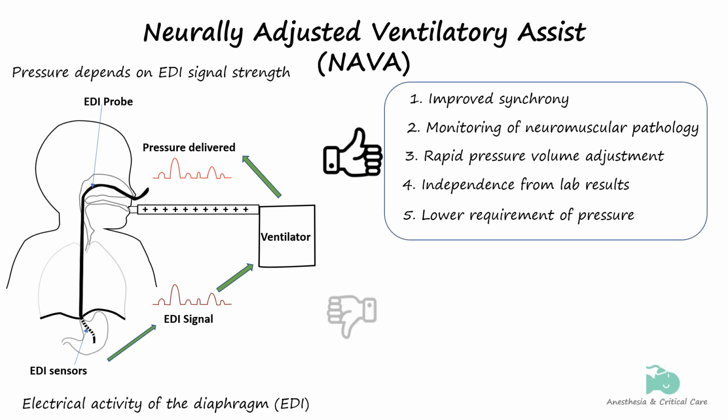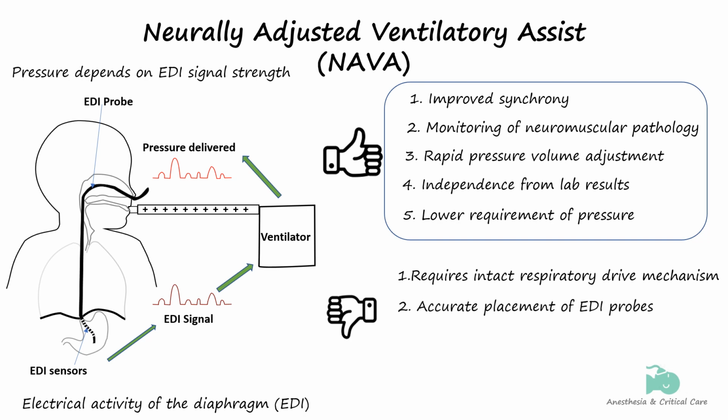NAVA, however, has several drawbacks. It relies on intact respiratory drive mechanisms, so it's ineffective if there's bilateral phrenic nerve paralysis, medullary damage, or neuromuscular junction issues. It also depends on the accurate placement of the nasogastric sensor, which can be problematic due to tube migration or patient removal. Additionally, nasogastric access might be contraindicated in cases of trauma or surgery.